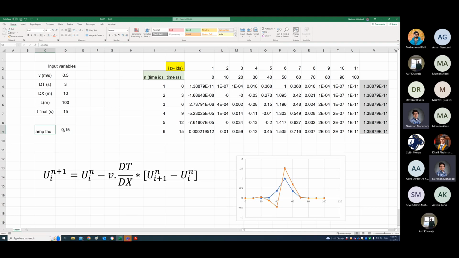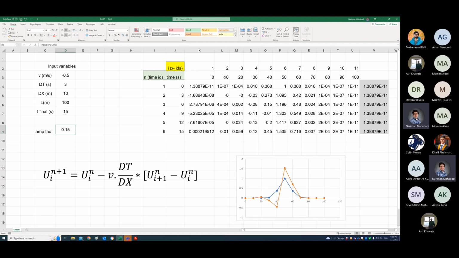Another condition is really about the direction of the velocity. Just to try this, if I put this as negative 0.5, which means that instead of having a velocity from left to right, you have something from right to left, let's see what would happen. Okay, so the velocity is now negative.